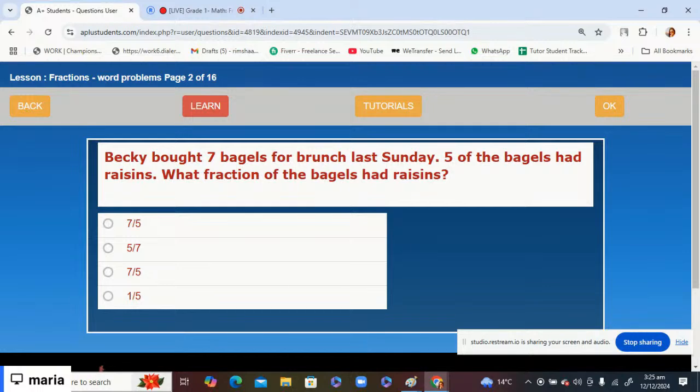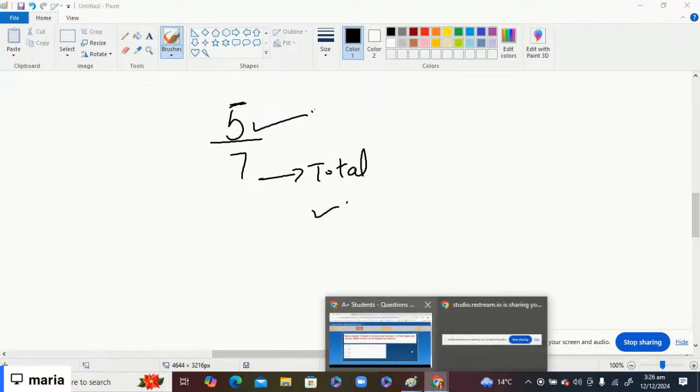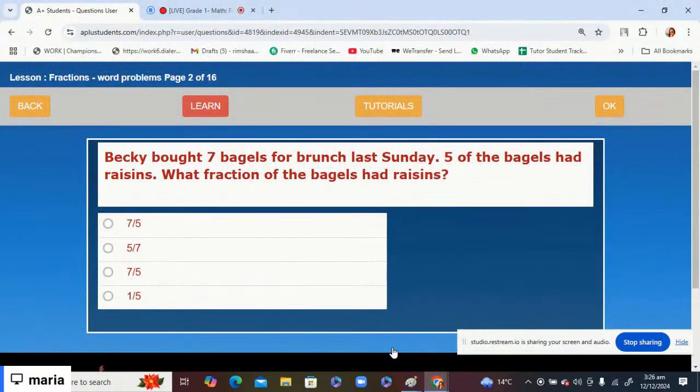Becky bought 7 bagels for the brunch last Sunday. 5 of the bagels had raisins. What fraction of the bagels had raisin? How many total number of bagels? Total is 7 and 5 of them had raisins. Okay. Interested number putting in the top and the total number, total amount putting in the denominator. So that is 5 by 7.